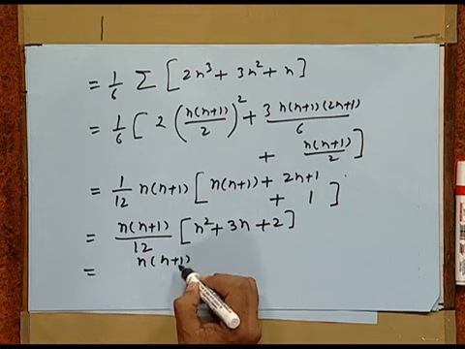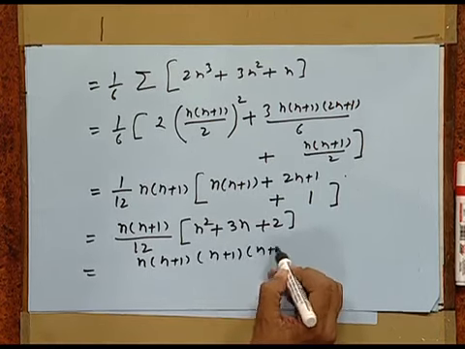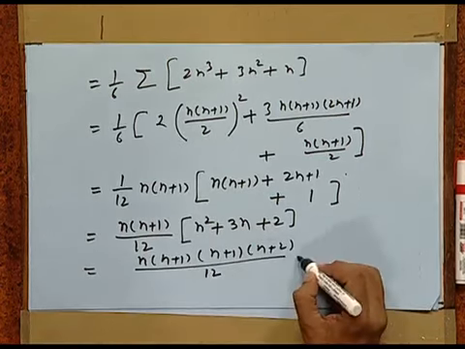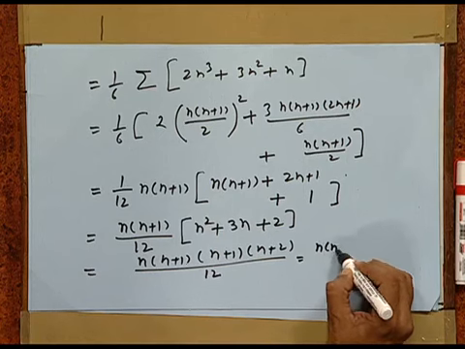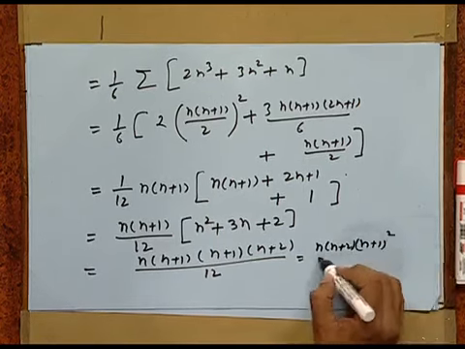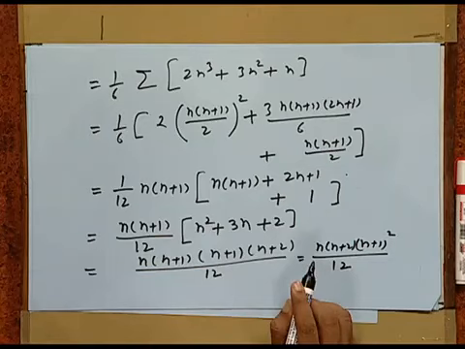(n+1) times (n+1) times (n+2) over 12, that equals n times (n+2) times (n+1) square by 12. This is the sum of the given series.